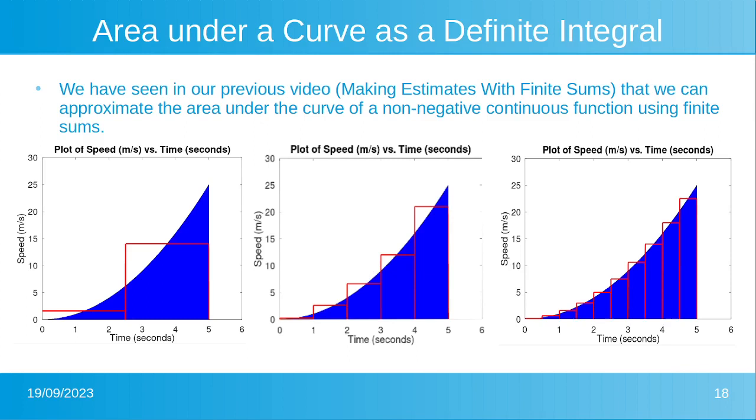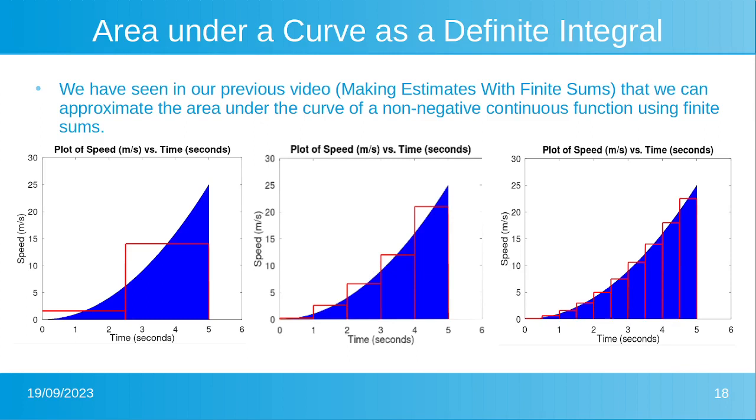We were dividing up our interval from 0 to 5 seconds into a series of sub-intervals. And then we were selecting a function value within each sub-interval, and we were calculating the product of the length of the sub-interval, which is the base of the rectangle, multiplied by the function value, which is the height of our rectangle for that particular sub-interval. And then we were summing the product for each sub-interval.